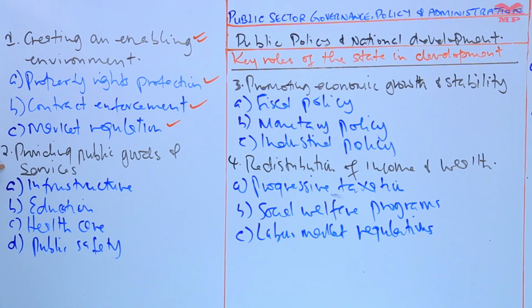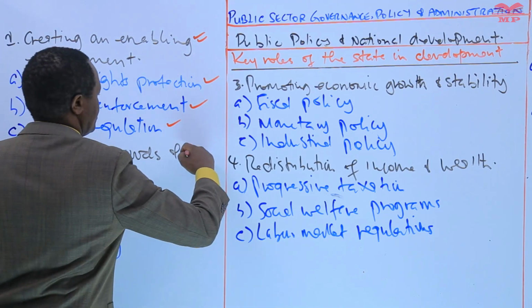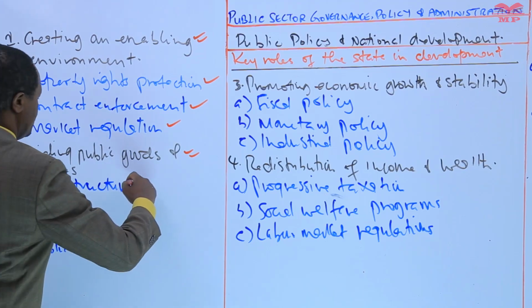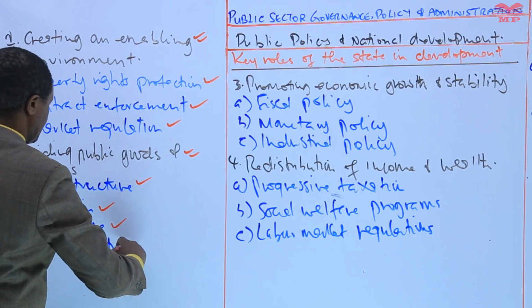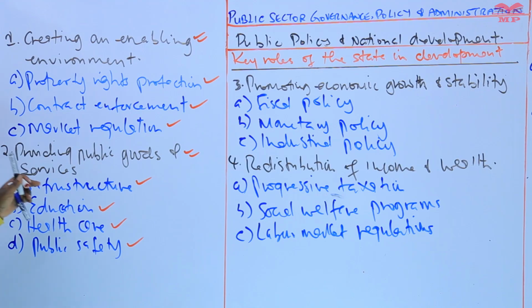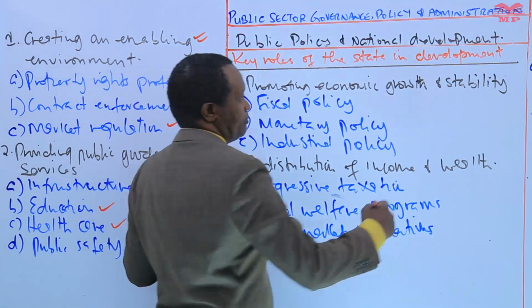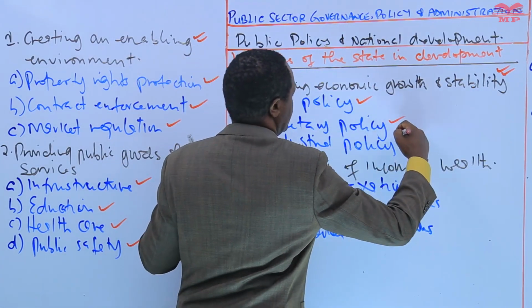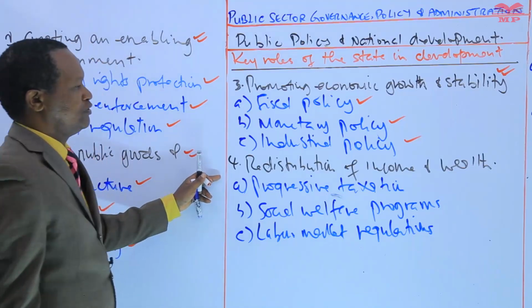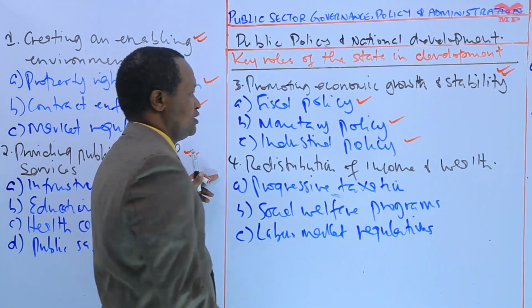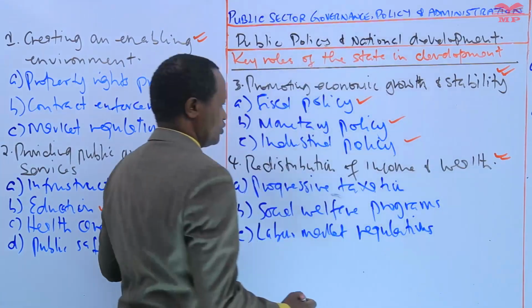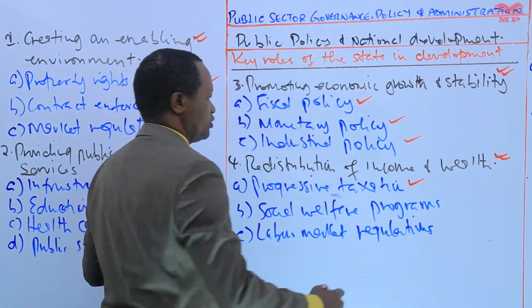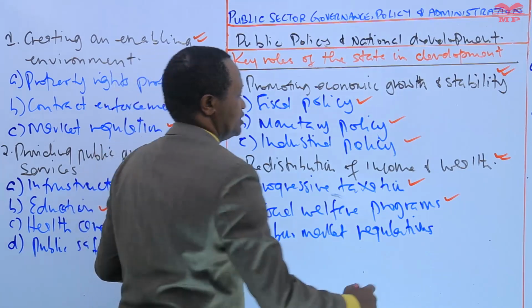Then the second category of roles of the government or the state in development is providing public goods and services. That would include infrastructure, education, healthcare, public safety. 3, promoting economic growth and stability through fiscal policy, monetary policy, industrial policy. 4, the distribution of income and wealth through progressive taxation, social welfare programs, labor market regulations.